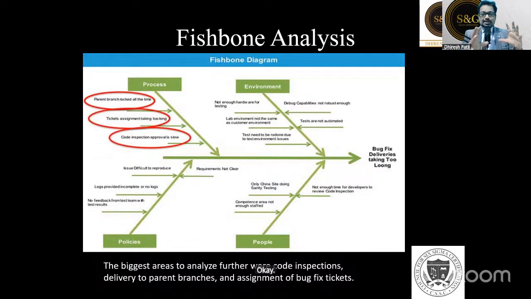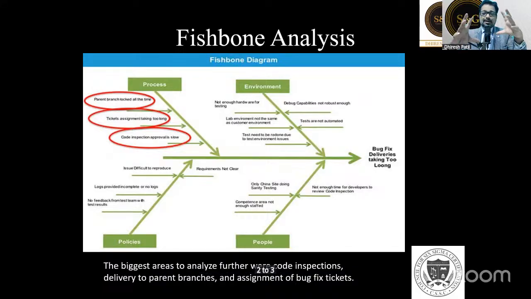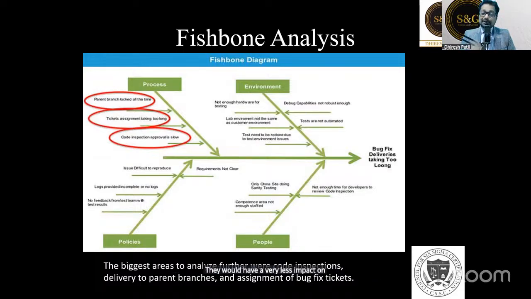Because the 80-20 principle applies everywhere. If you found out, let's say 10 causes, I'm just giving you an example, 2 to 3 causes will be critical, and the remaining 7 to 8 causes will be non-critical. Non-critical meaning they would have a very less impact on your problem. But there will be 2 to 3 causes very, very critical for the process, for the problem.